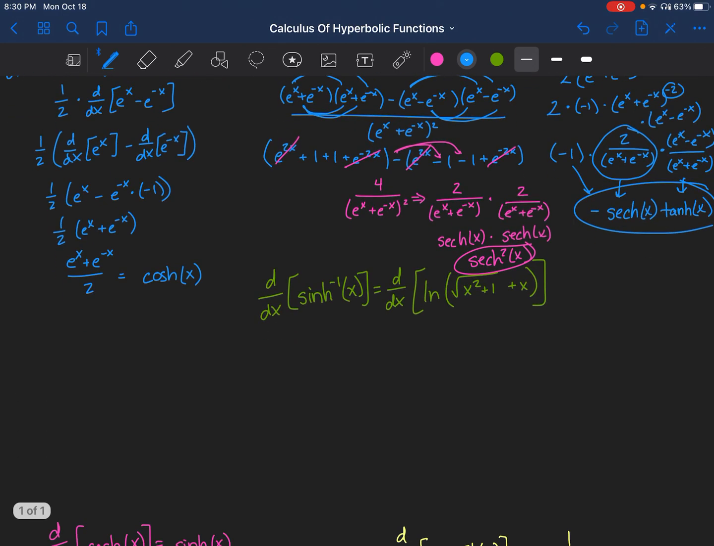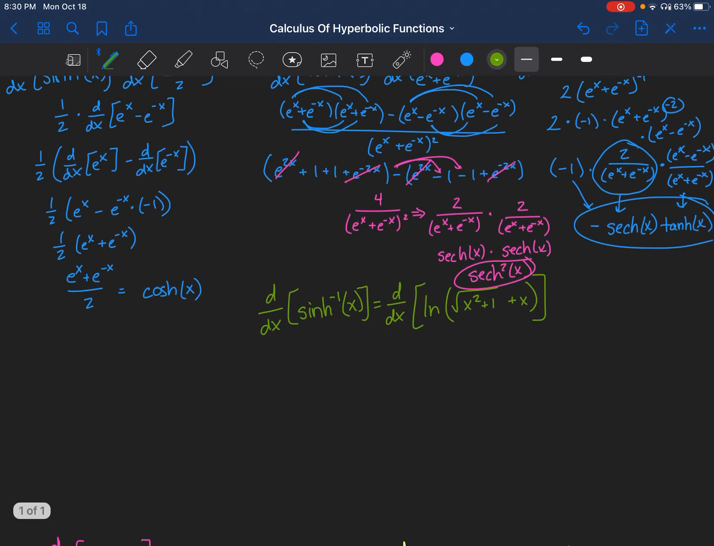The other one that I want to do with you guys before I get in and just show the rest of these is the derivative of the inverse hyperbolic sine function, which, again, I've written by definition. It's the natural log of the square root of x squared plus 1 plus x. So again, I'm going to write this down here. We've got d/dx of ln of the square root of x squared plus 1 plus x.